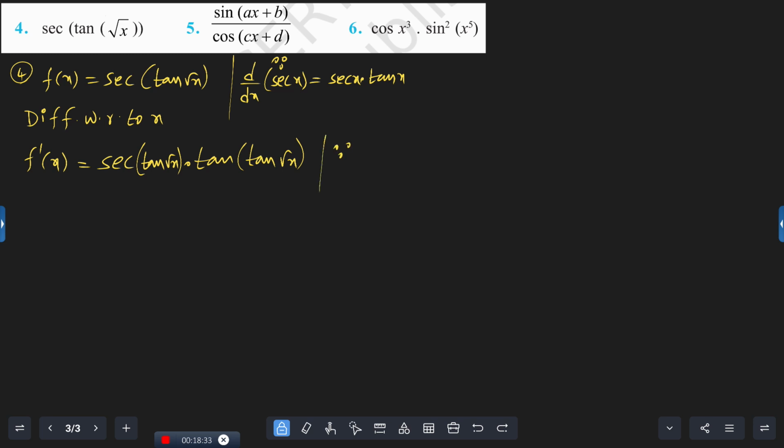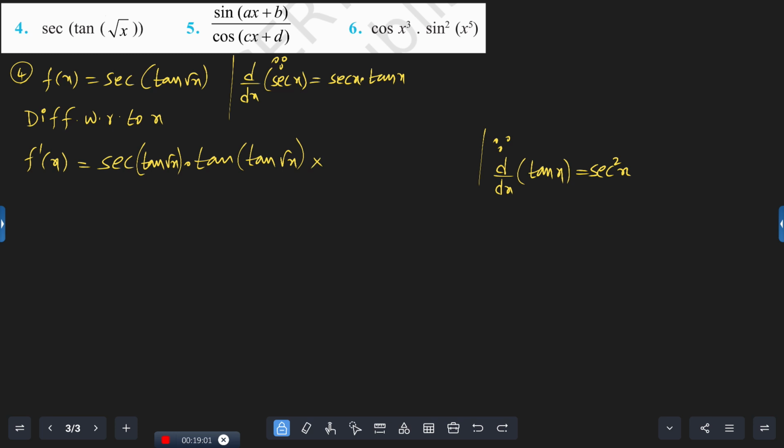Next, the derivative of tan. Rajesh, what is the derivative of tan? Secant square x. Sit down. Derivative of tan is secant square x. So we have to differentiate that also. Wait. So this I am giving somewhere else.